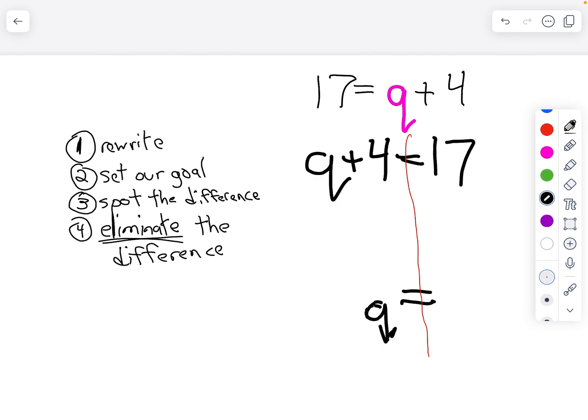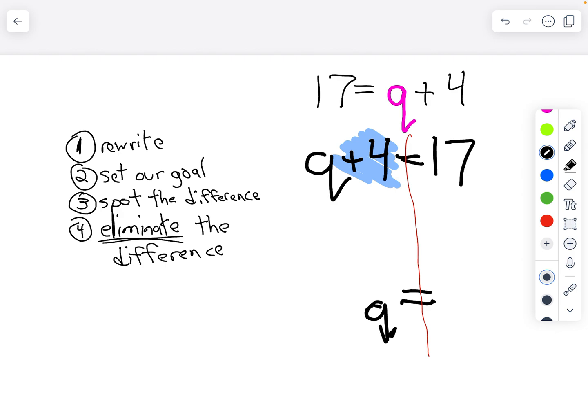So now let us do our next part. We've rewritten, we've set our goal. Let's spot the difference. What do we need to remove from here to make it look like that? Well, you're right. We do got to get rid of that plus 4. That's our difference. And now step 4, eliminate the difference. So how do we eliminate a plus 4?